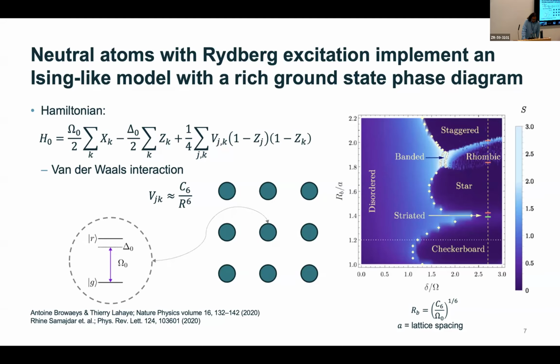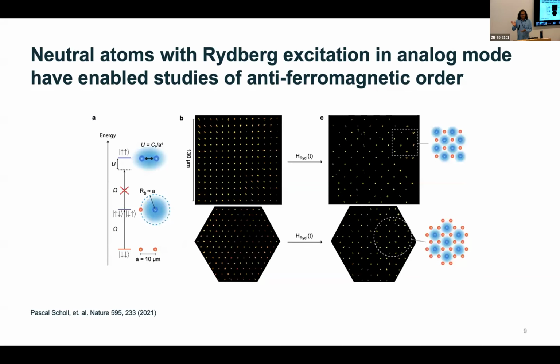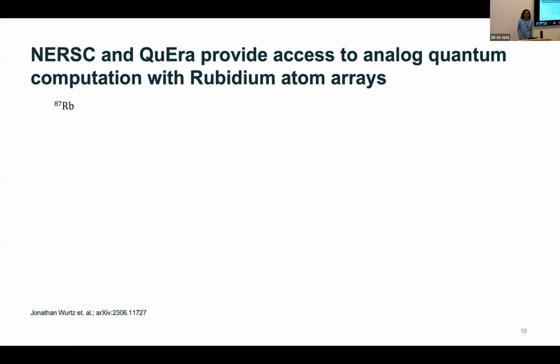But first, I want to pay homage to the fact that this particular analog mode has been used to study antiferromagnetic order in great detail. In fact, many of these phase diagrams were experimentally studied, for example, by this paper from Harvard, and around the same time, in this paper from the Institut d'Optique, both with rubidium atoms. Fortunately for us, NERSC and QuEra provide us access to these analog quantum computing devices with rubidium arrays.